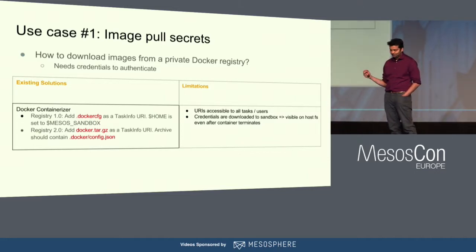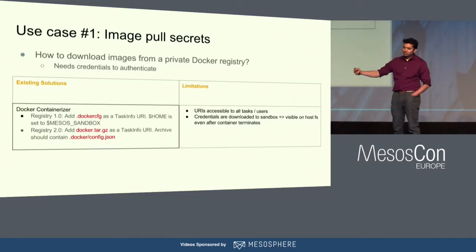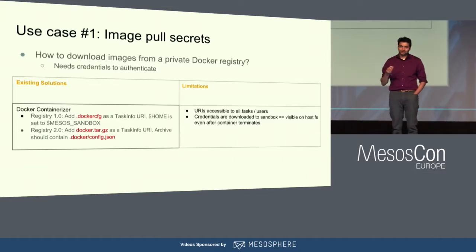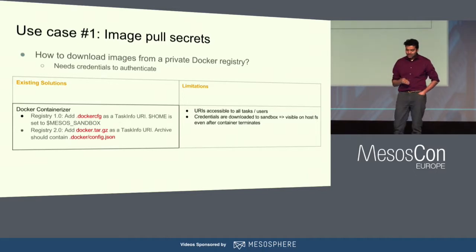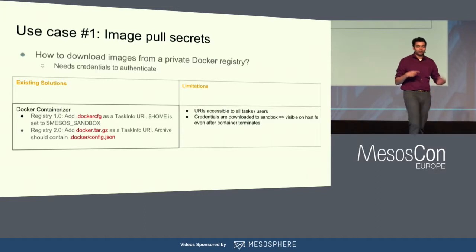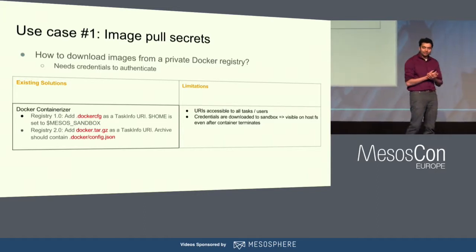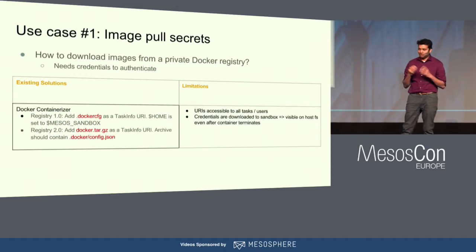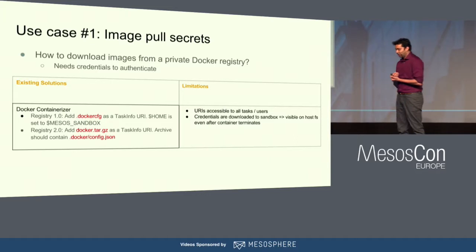Similarly, if you're using registry 2.0 and you put docker.tar.gz in your URI, Mesos knows that this is again a Docker credential for 2.0, and it's going to pull that and put it under .docker/config.json. So when you run the docker run command, it knows to look into this specific location to get the credential. This is all a bit of a workaround to address the fact that we don't have a good first-class way of passing a Docker credential, right?